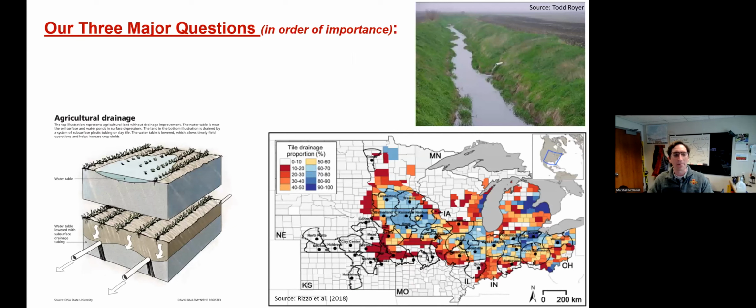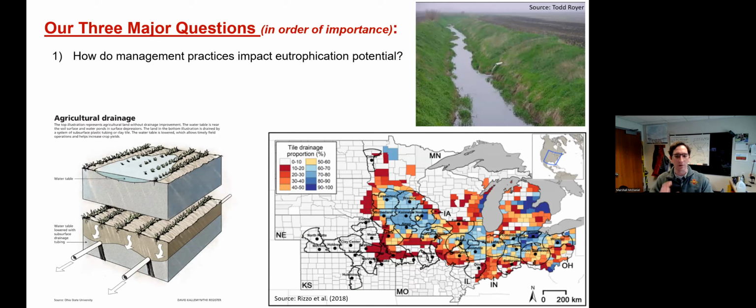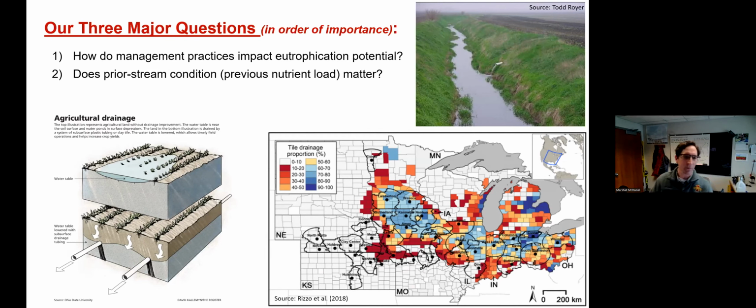But our three major questions, in order of importance, were: how do management practices directly impact eutrophication potential in a stream? And I use that word potential on purpose because this is in an ideal situation. So temperature is ideal. We have light conditions that are ideal. So this does not necessarily reflect what is happening in situ, in the stream, but can happen under ideal conditions, right? Our secondary question was, does the prior stream condition, that previous nutrient load I mentioned, matter?